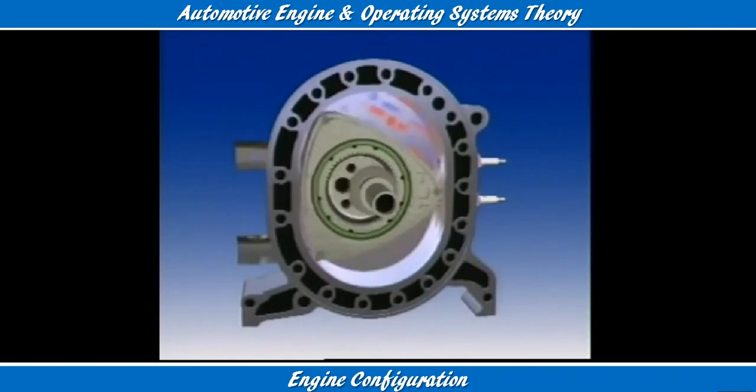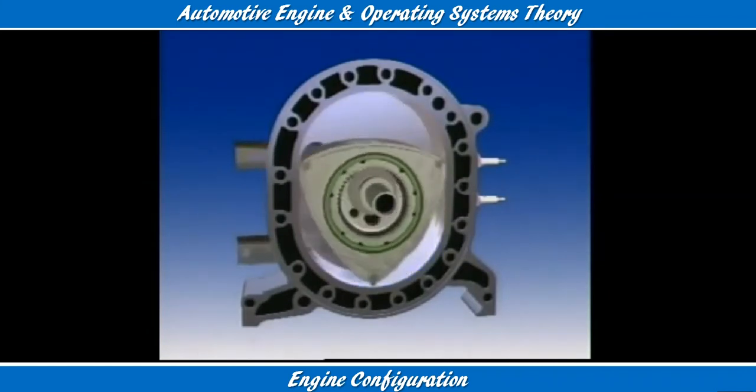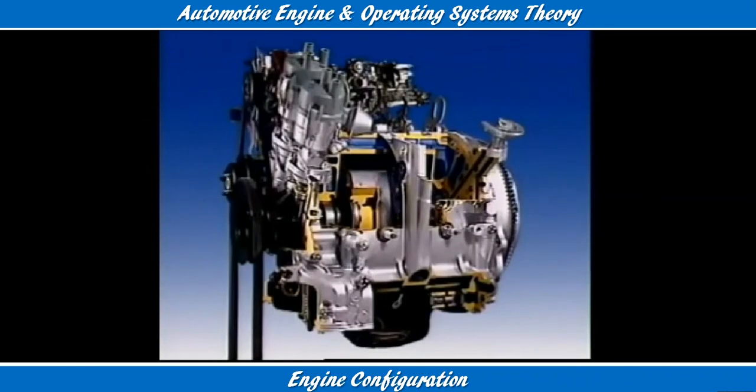A rotary engine uses a rotor in a housing instead of a piston in a cylinder. This provides a very compact power unit.